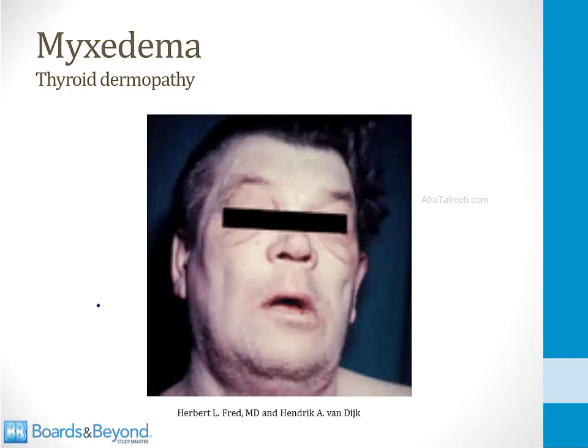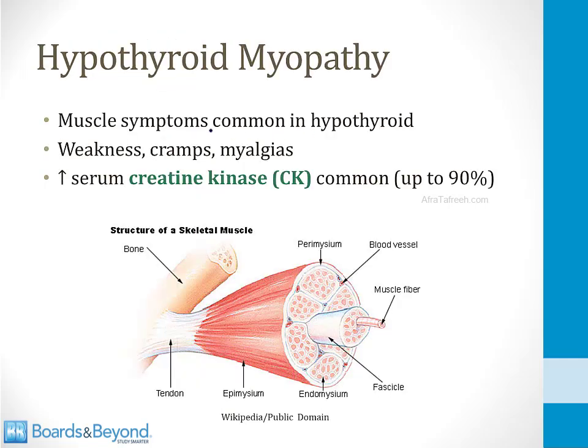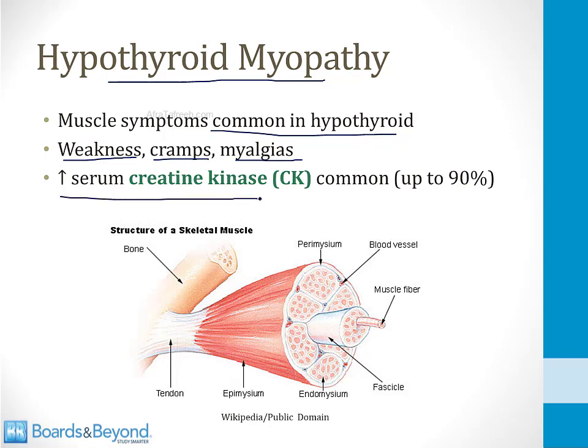Here's a picture of a man with myxedema, and you can see this swelling around his eyes. That's the classic form of myxedema seen in hypothyroidism. Muscle symptoms are common among patients who are hypothyroid. This is called hypothyroid myopathy. As I told you before, hypothyroid patients are often weak. In addition, they can sometimes develop cramps and myalgias. And you should know, especially for step one and other board exams, that the creatinine kinase level can rise in patients who are hypothyroid.